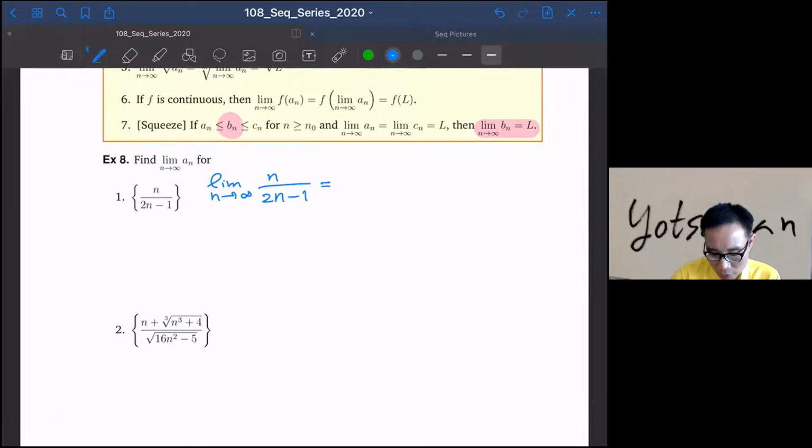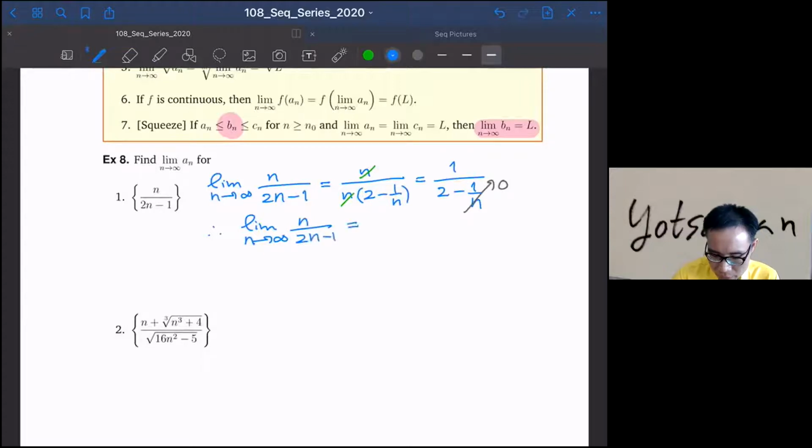This one, you just have n and you pull out n, so it's going to be 2 minus 1 over n, and you get rid of this n. So this one will become 1 over 2 minus 1 over n. And when you have n go to infinity, this guy becomes 0. And so the limit of n over 2n minus 1 turned out to be 1/2.